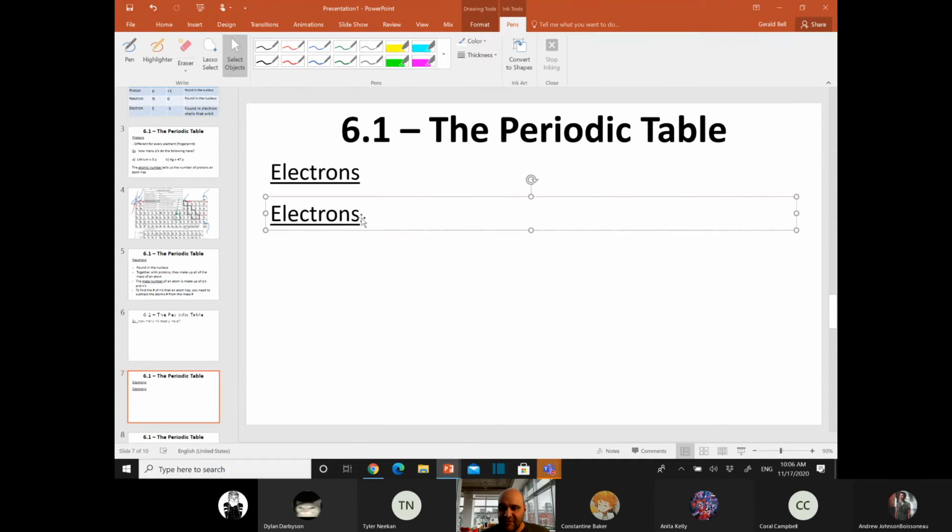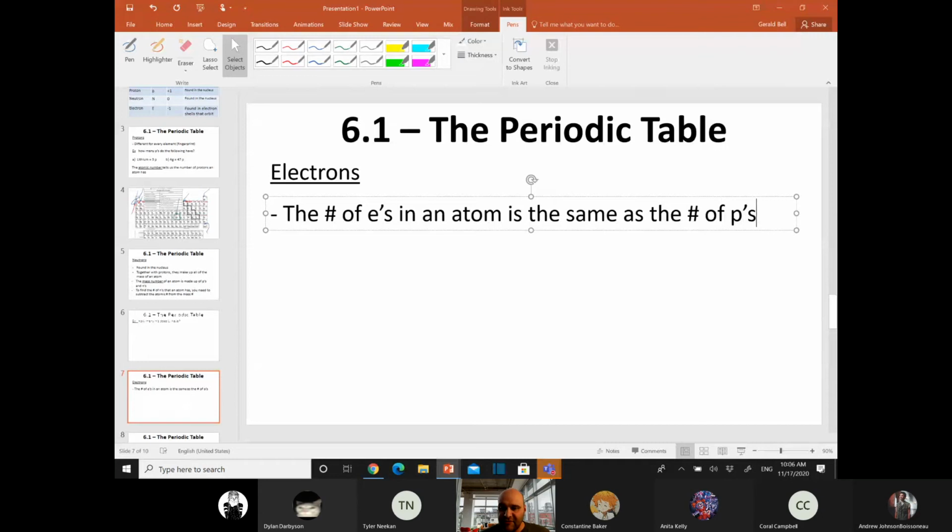And just a couple of points here about electrons. We're going to say that there is the same number of electrons as protons in an atom. So let's say the number of E's in an atom is the same as the number of protons. So P's and E's are the same.